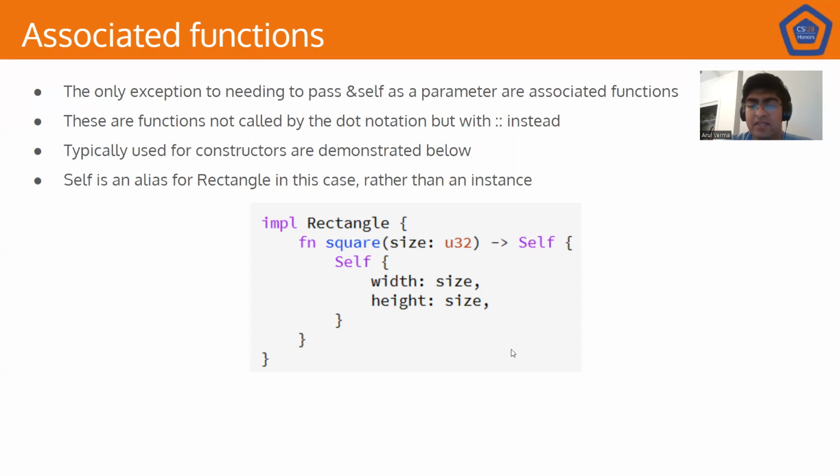And what that means is that this capital SELF, you'll notice, is different from the ampersand self from before. It's just saying that you're going to return a type of that struct. You're going to return a type of rectangle. So this is returning an object of type rectangle, which in this case would be an instance of rectangle with width equal to the parameter, which is also equal to your height. So self is an alias for rectangle, as I said.